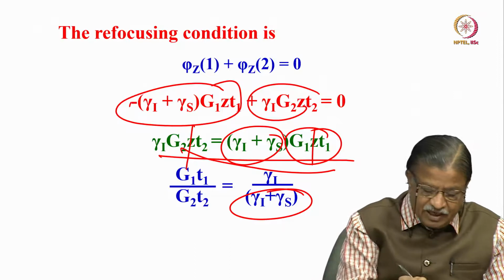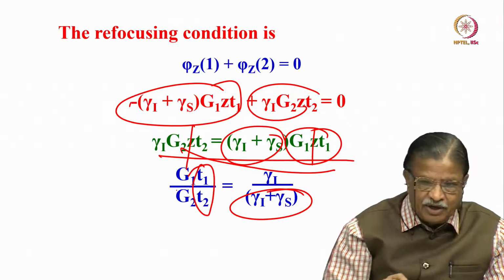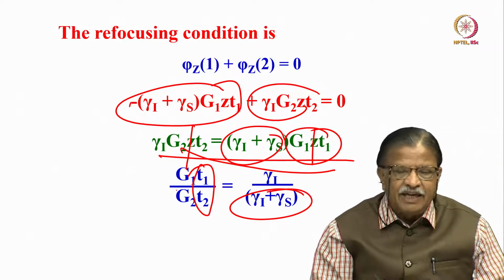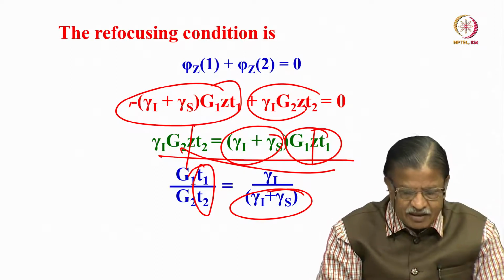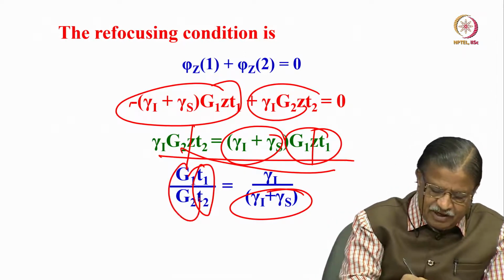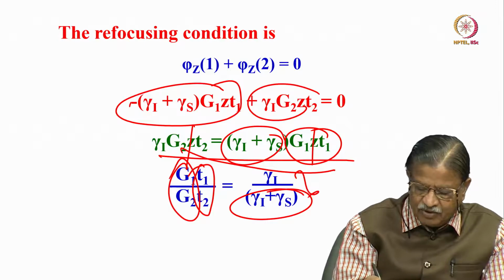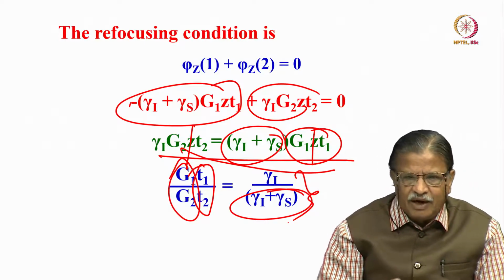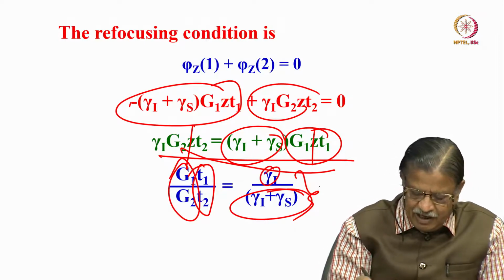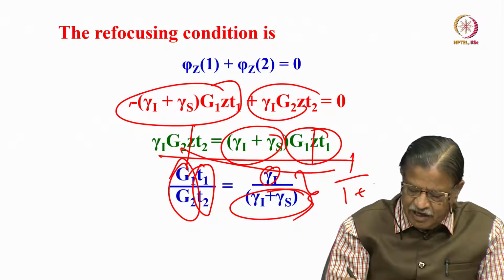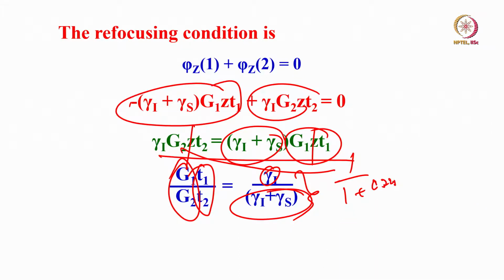So now if you know the ratio, if I put again T1 equal to T2, the duration of the gradient, if I keep it constant, then the G1 by G2 ratio should be equal to this. Again, divide this by gamma I: 1 over 1 plus gamma S by gamma I, which is 0.225.